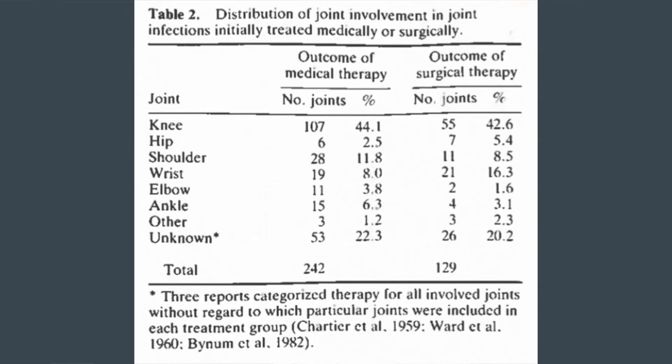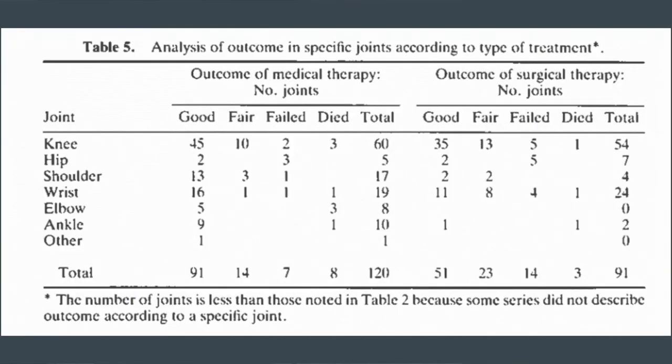And here they go into more details in terms of outcome based on which joint and which approach they received. But as you can notice, there's a lower number of joints here because some of the series didn't really go into details in terms of which joints did better with which outcome. But as you can see, 45 knees in the medical group versus 35 in the surgical group. The hips were 2-2, but then the shoulders were 13 with a good outcome in the medical group versus 2 in the surgical group.